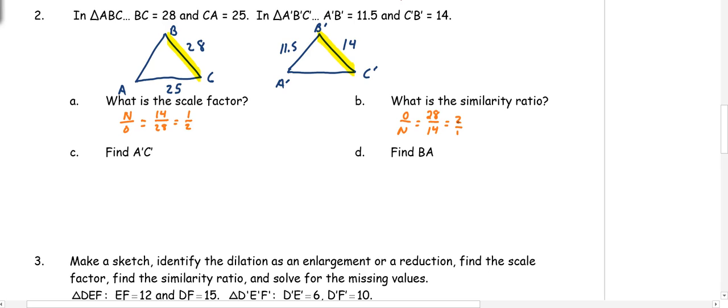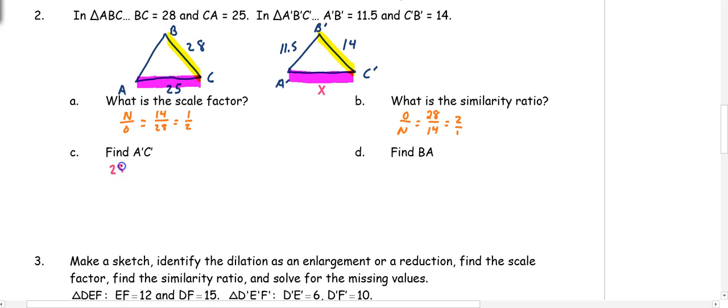So now let's find our missing side length. So first we're going to find the side length of A prime C prime. So we have AC length and we have A prime C prime length. So to set up our proportion, we're going to use the two sides that have numbers on them. So we're still going to use 28 and 14.